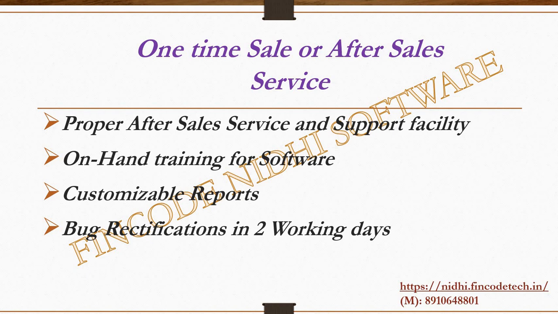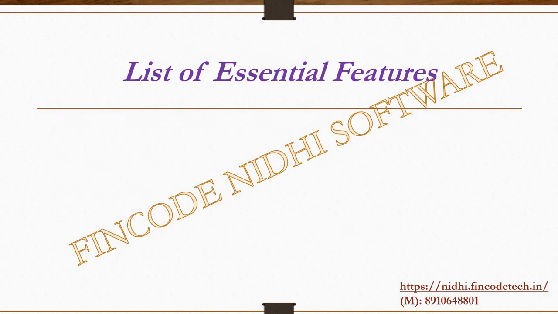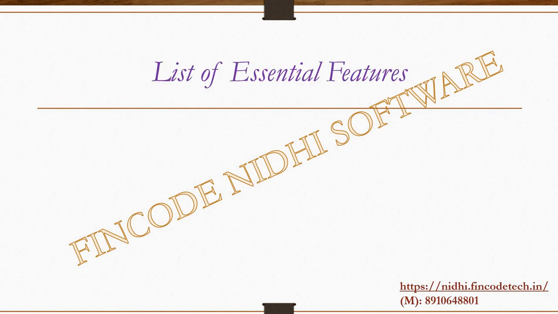The software company should provide proper after sales service and support facility. They should provide on-hand training for softwares. They should have customizable reports. The bugs or the reports should be rectified in 2 working days maximum. Based on these total criteria, I have listed out the major and the final important essential features which whatever software you are going to purchase should have at minimum.